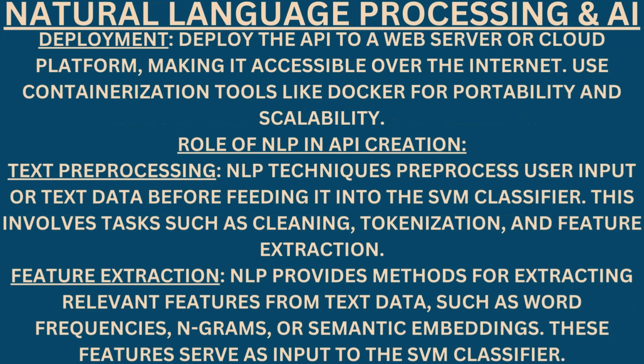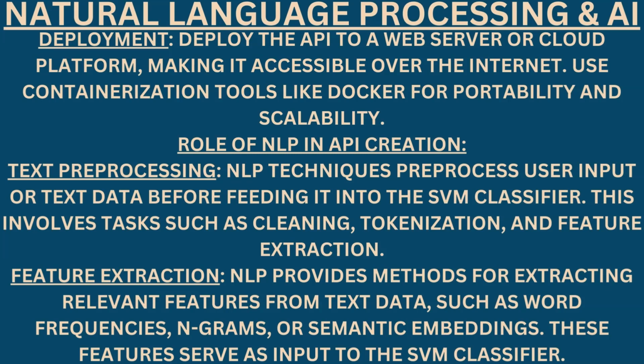Deployment. Deploy the API to a web server or cloud platform, making it accessible over the internet. Use containerization tools like Docker for portability and scalability. Role of natural language processing in API creation. Text pre-processing. NLP techniques pre-process user input or text data before feeding it into the SVM classifier.